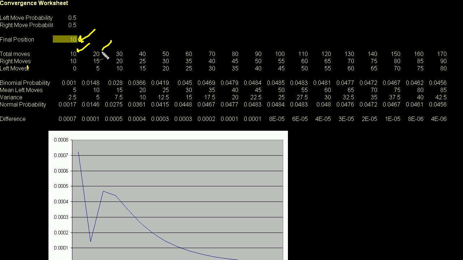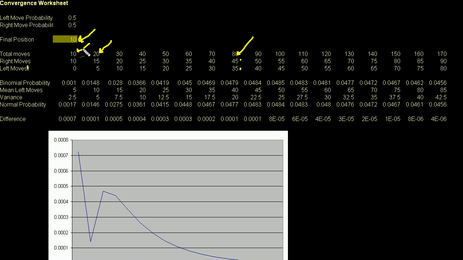If I take 20 moves to end up 10 to the right, then I have to make 15 right moves and 5 left moves. And likewise, if I take a total of 80 moves, 80 flips of my coin, in order to end up 10 to the right, I have to take 45 right moves and 35 left moves in any order. And it'll end up 10 to the right.